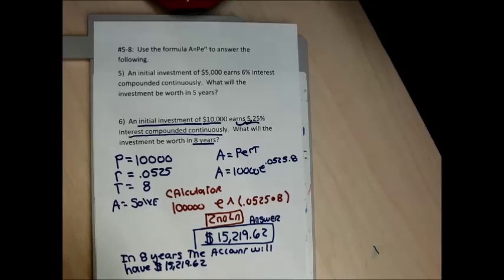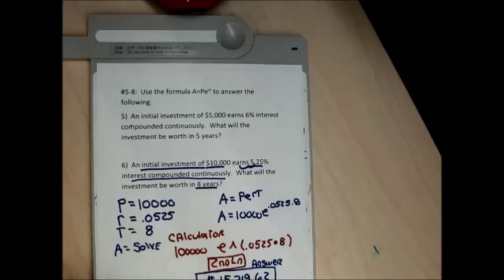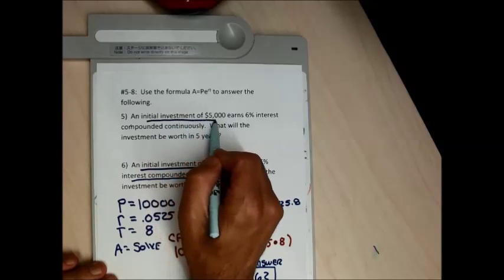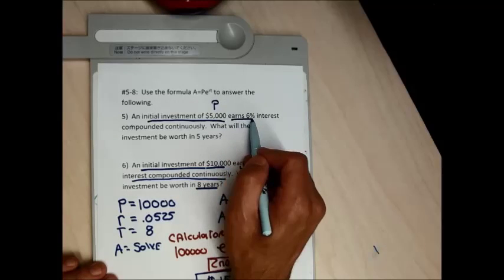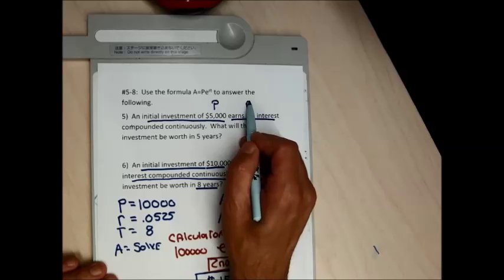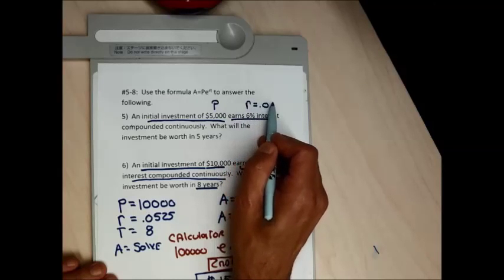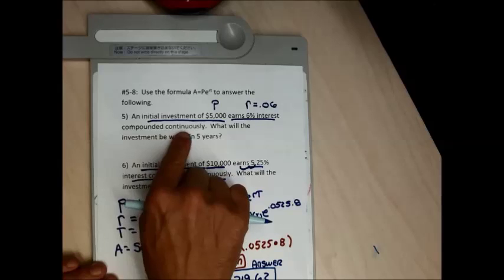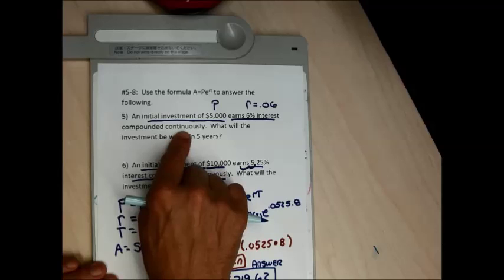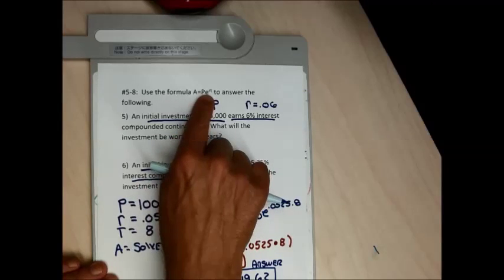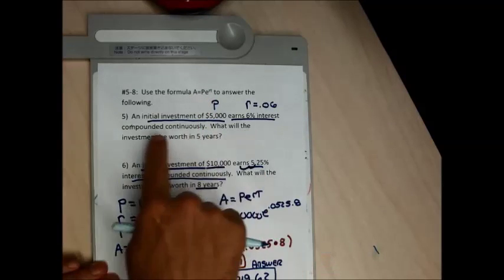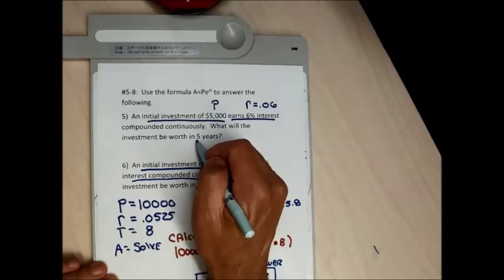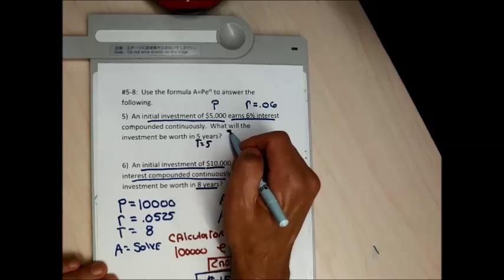So your problem 5 should work really similarly. As we read through problem 5, the first number I see is the initial investment. It's the starting amount of money, so it's the P. The second number I see earns 6% interest rate. It's the R, but the R has to be made into a decimal, so we'll make that into 0.06. It earns interest compounded continuously, so the n is infinity, so I can't use the compound interest formula that I use for problems 1 through 4. I have to use this formula. The word continuously tells me I need to use that formula. What will the investment be worth in 5 years? The t is going to be equal to 5, and you're going to solve for A just like I did.